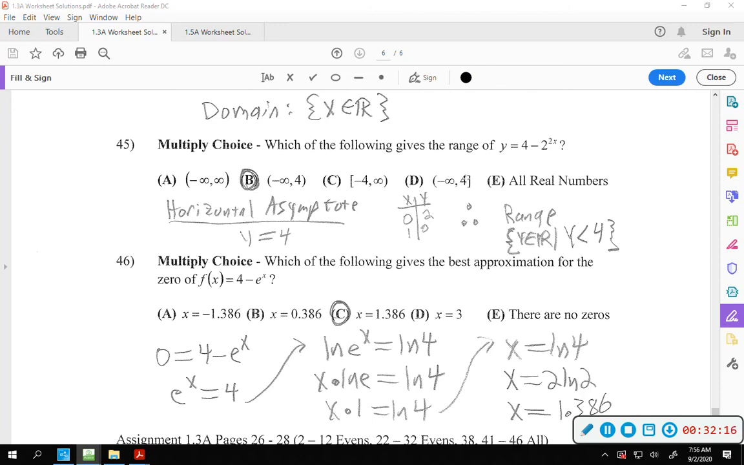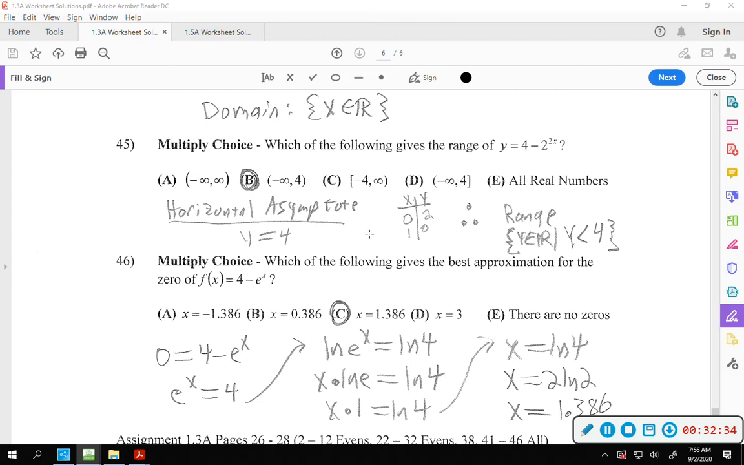Which of the following gives the range? Now that's a little bit different. Remember, this is a horizontal asymptote, y equals 4. I just have to determine, is this exponential function going to be above or below this? Well, I'm subtracting these values from 4, so my y values are going to be below it.